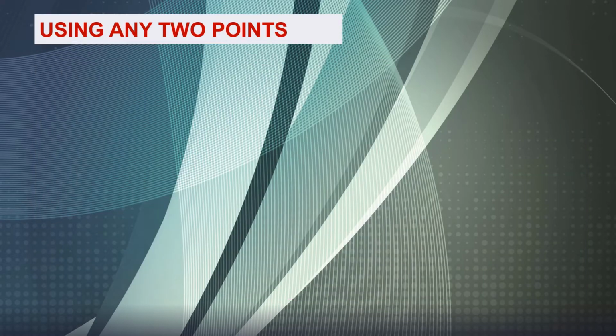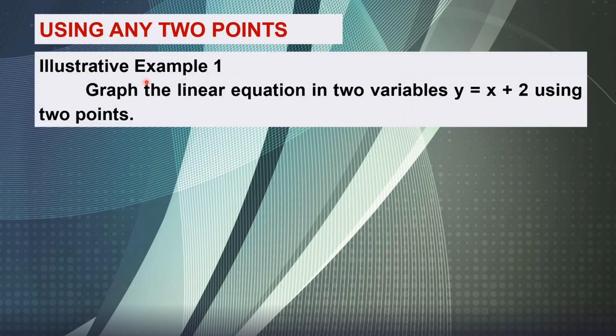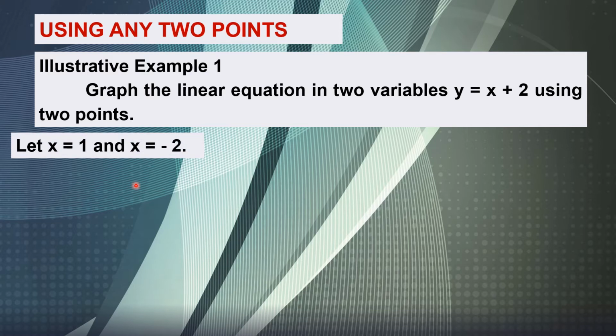Let's have example using any 2 points. So let's have example number 1. Graph the linear equation in two variables y equals x plus 2 using 2 points. So para magkaroon tayo ng 2 points, kailangan natin mag-set ng dalawang values ng ating x. So ang pinili kong x values natin ay positive 1 at negative 2.